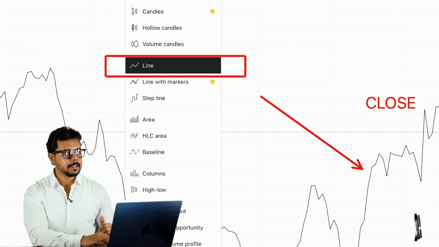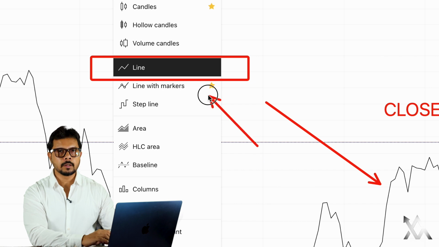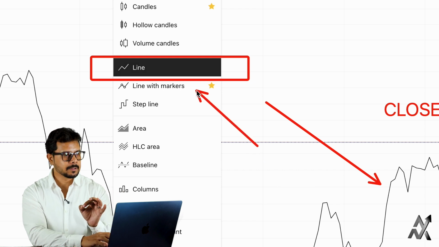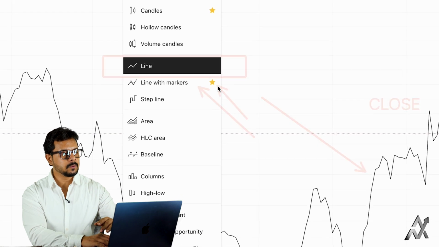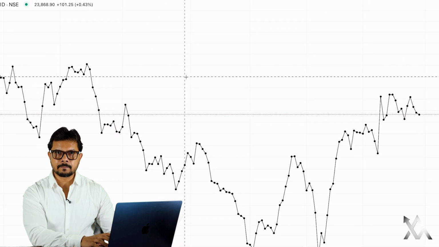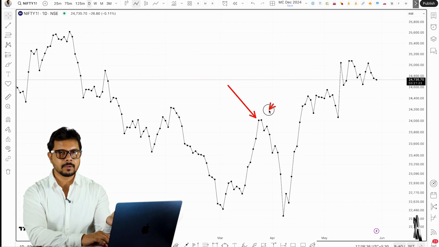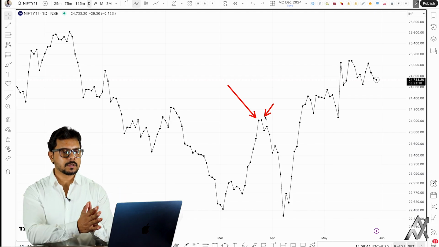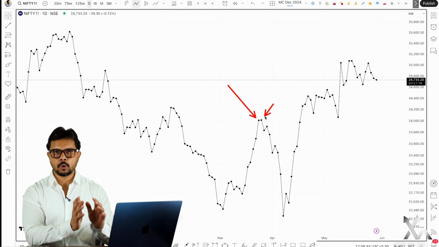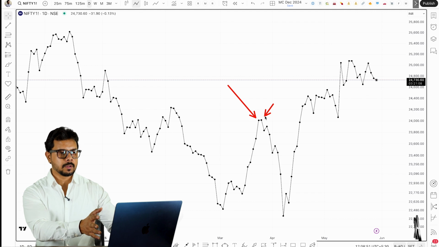I personally like the second one because it visually looks better, which is this one. That is line with markers. And yes, you can see that I have kind of put a star. It's my favorite way of plotting it. So line and line with markers are essentially the same thing. It just gives me those markers. That's the point. That's the dot that was joined. This, my friend, is the most simple way of plotting price over time. Closing price, line with markers.